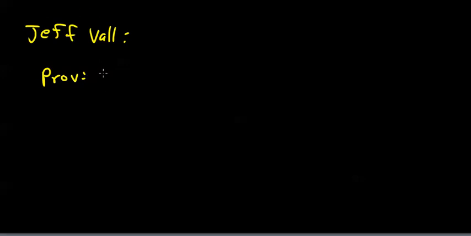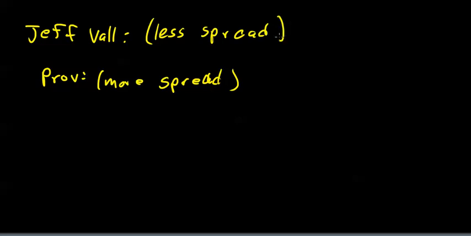Alright, I want to recall the Jefferson Valley example and the Providence Bank example. I won't write down all the numbers again. Certainly you can see them in your book or earlier in this video, number 24 on page 93. We did see that the Providence Valley Bank had more spread and the Jefferson Valley Bank had less spread, less variation in their data, right?